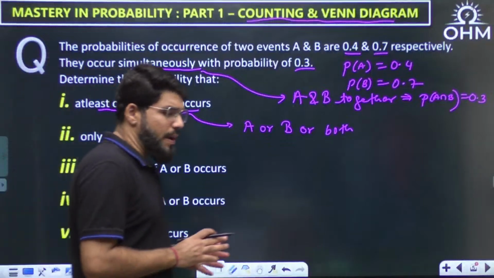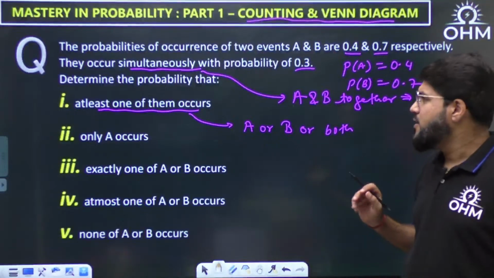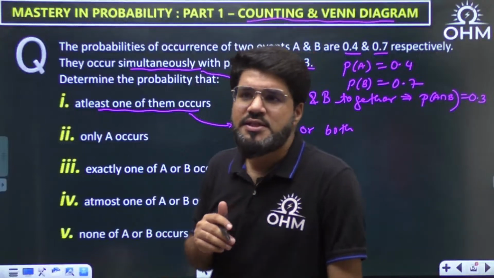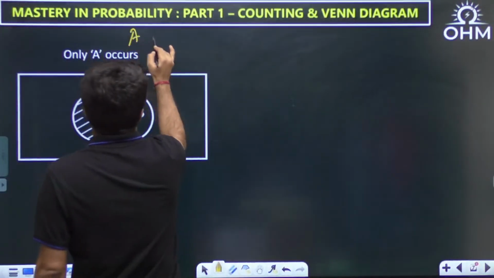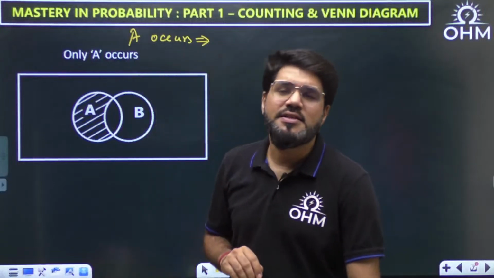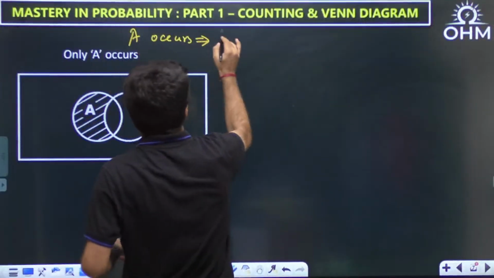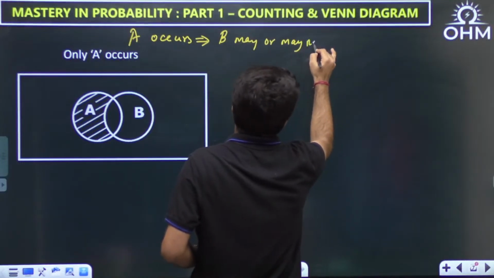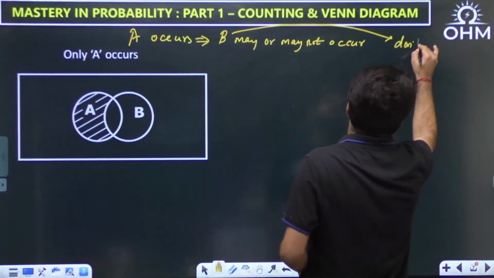What is the probability that only A occurs? Now I told you the probability A occurs is 0.4. When I say probability A occurs, understand this language. What is the difference between A occurs and only A occurs? When I say A occurs, I'm not talking about B. B may occur, B may not occur. I don't care about B.